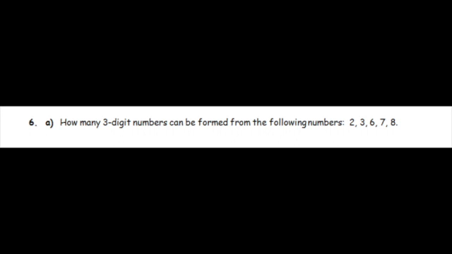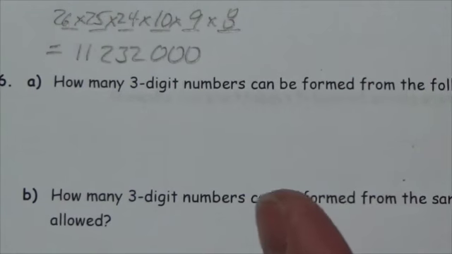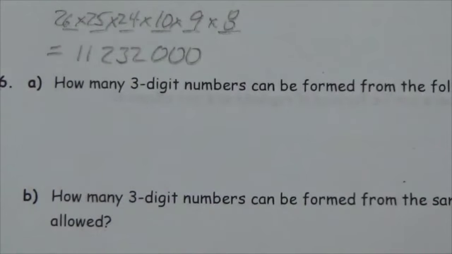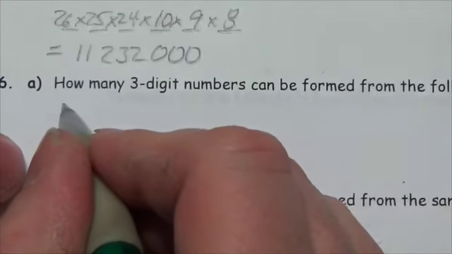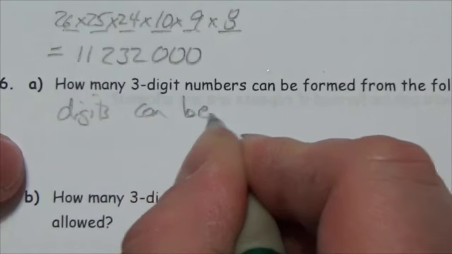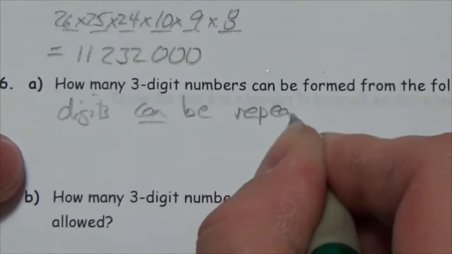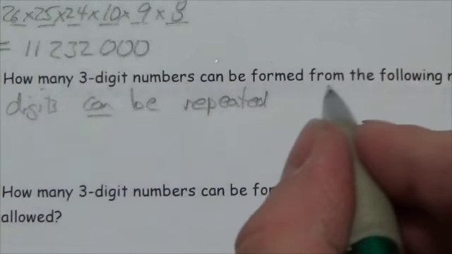How many 3-digit numbers can be formed from the following numbers? 2, 3, 6, 7, and 8. All right, now for this question right here, one of the things that you have to know about the curriculum and the intention of the curriculum here is that when we give you numbers, when we ask you to create a number, okay, digits can be repeated.